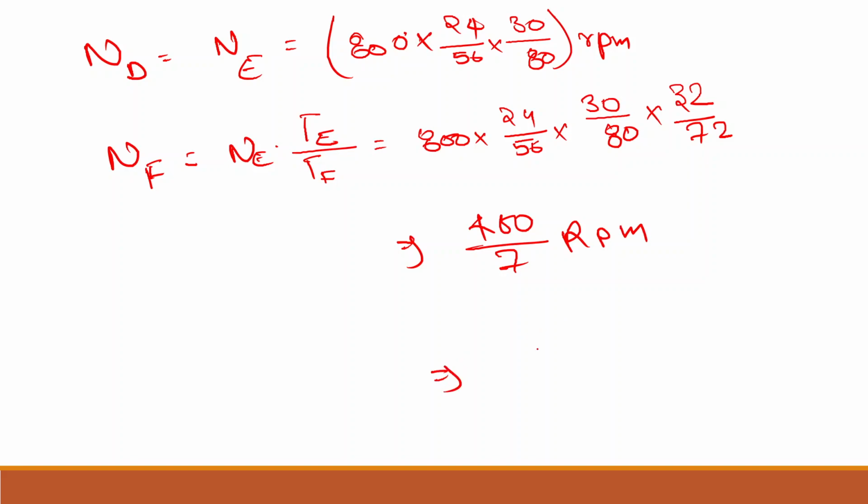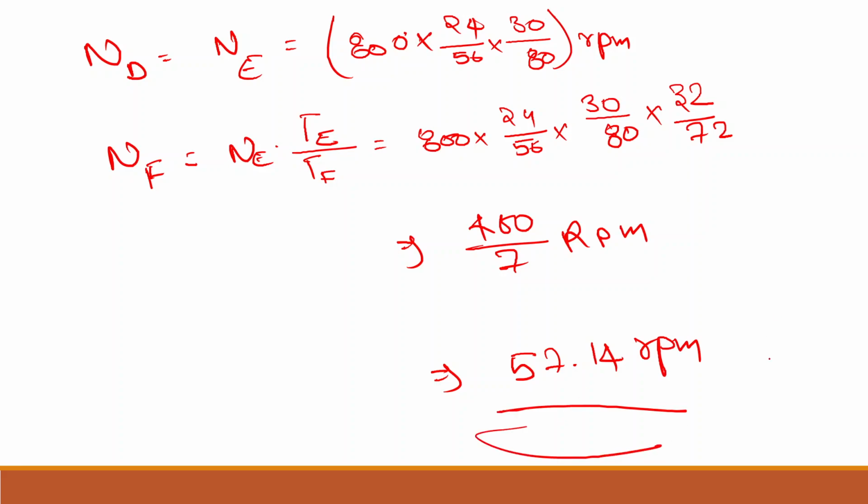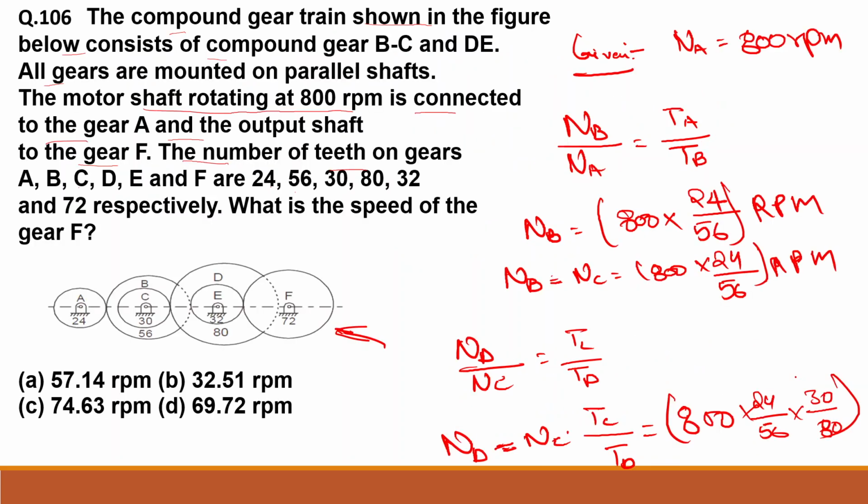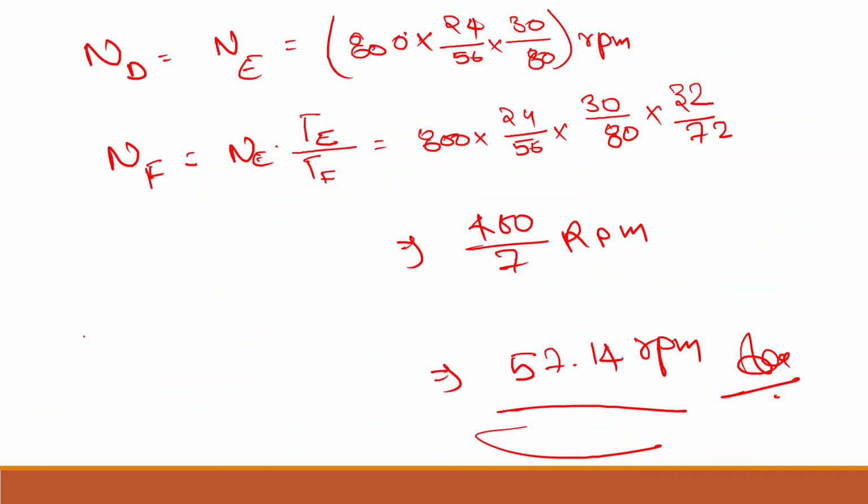After that, by simplifying this one, we get 57.14 rpm. This will be our answer, and our option will be 57.14. Option A will be our right answer. Moving to the next question.